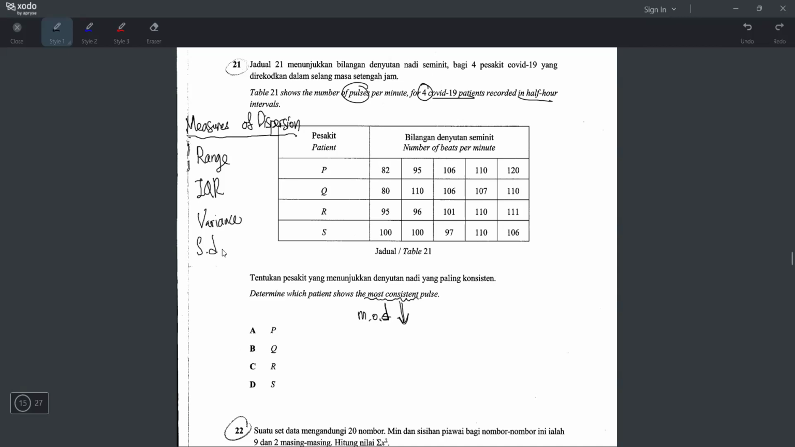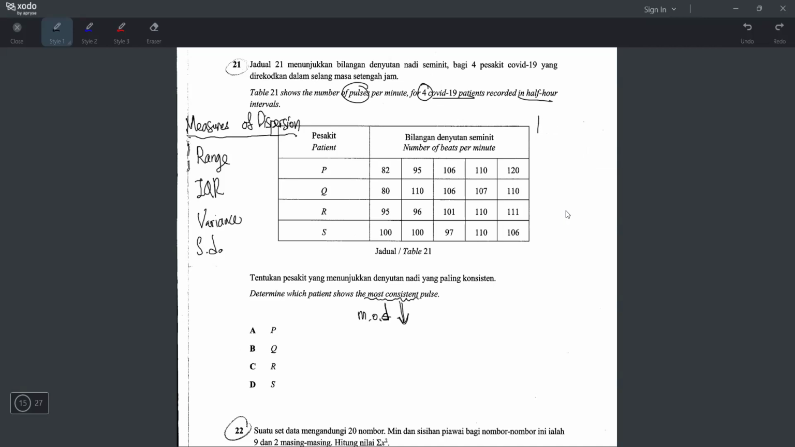Standard, and then the last one is standard deviation. In Bahasa Melayu, standard deviation is sisihan piawai. Okay, so these are the 4 measures of dispersion that you learn, right? There is also one more thing called the measures of central tendency. That one is different. This one is like mean, median, mode. But the one I will erase because for this question we don't need this, right?